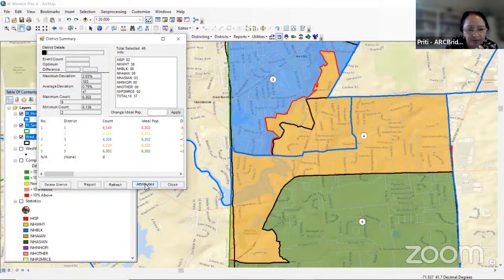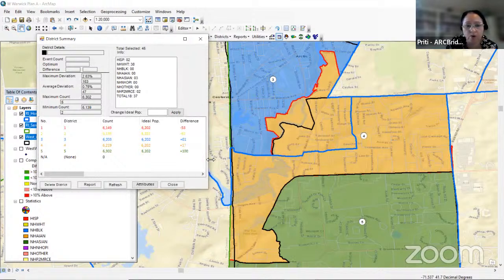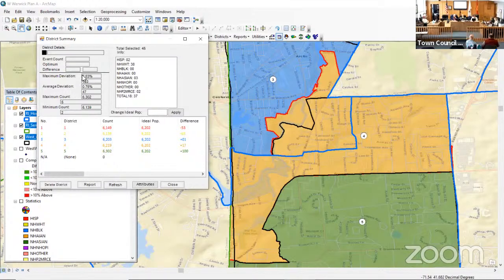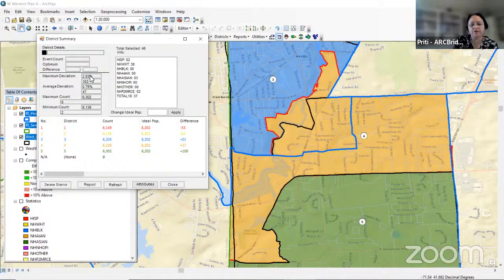But this is where I am actually looking for feedback from you all to see what would work for you. I understand. Because while we can reduce the maximum deviation, we want to make sure that we pick up areas which would work for you. Perfect.